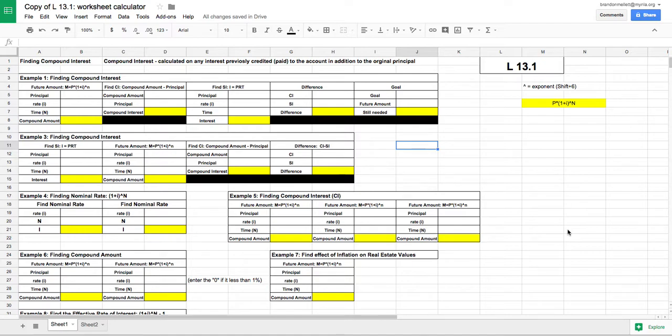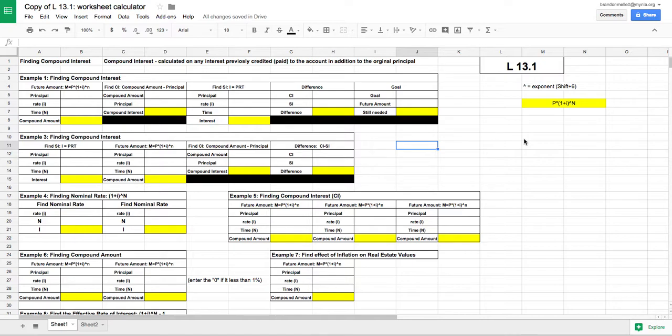So we're going to dive right into this. In example 1, we are looking to find a compound amount. We're looking to find the interest using compound interest. We're looking to find simple interest, the difference between the two, and then also in the word problem it talks about a goal. So in this example here, we have a couple, Tony and Lynn, who need $8,000 for a down payment on a house. They have $5,500 and they invest at 5% per year compounded annually.